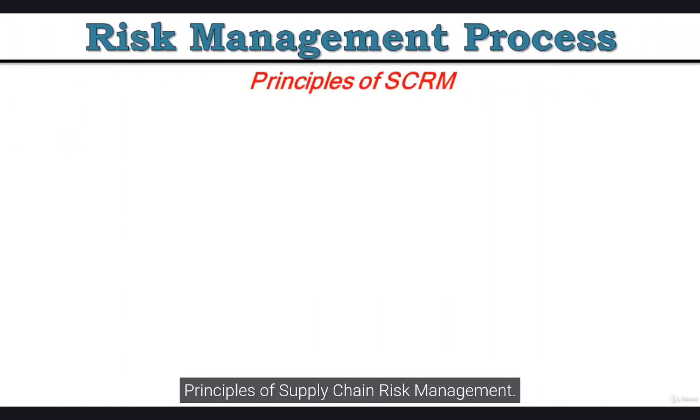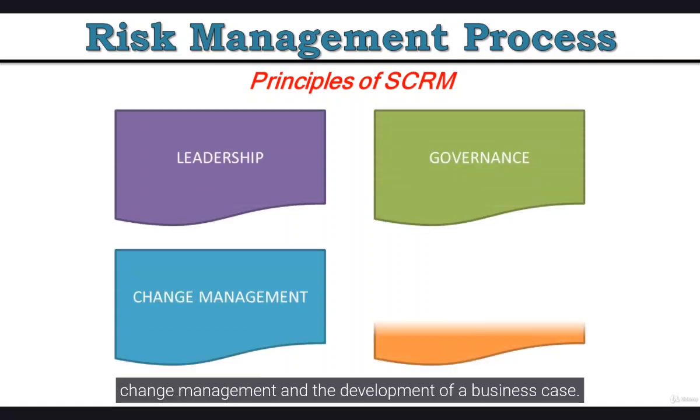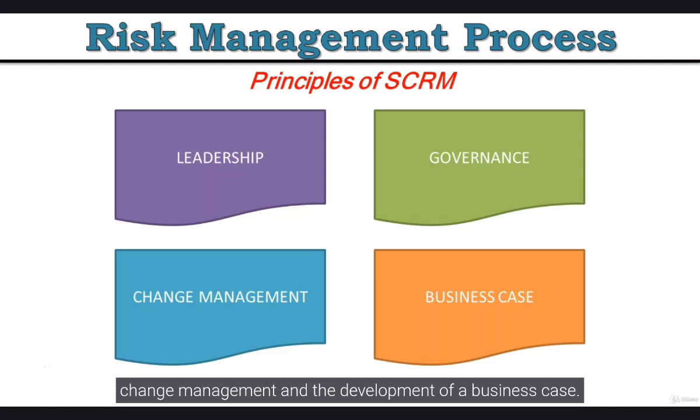Principles of Supply Chain Risk Management. Efforts to implement supply chain risk management must address 4 principles: leadership, governance, change management, and the development of a business case. Leadership support and guidance is essential to any successful supply chain risk management program.